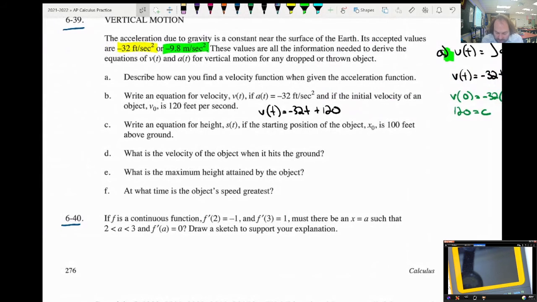Question C, write an equation for the height of the starting position if the initial position of the object is 100 feet. This is also pretty simple.